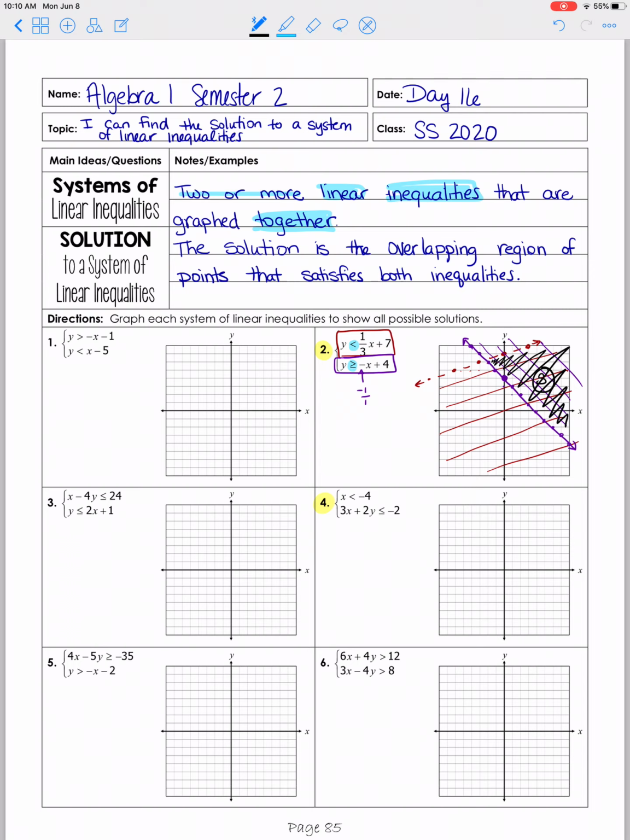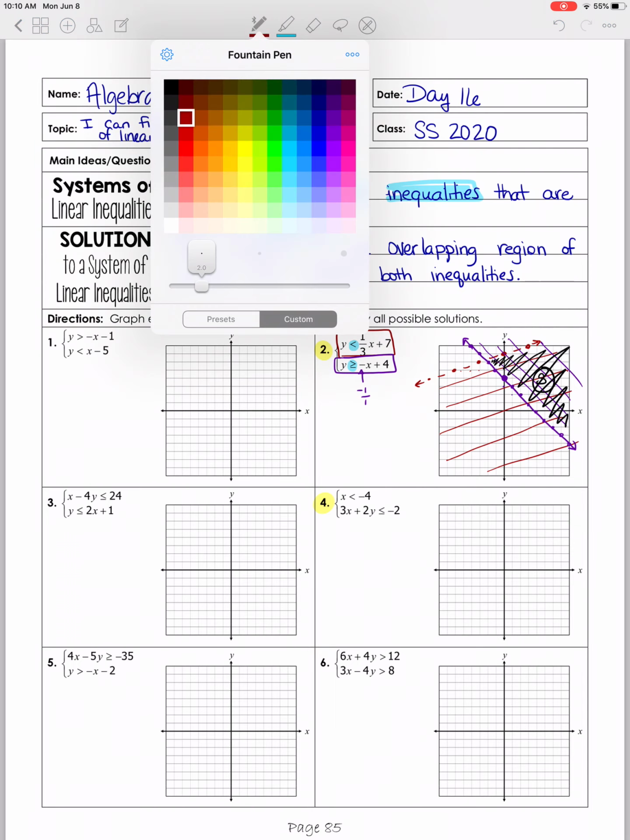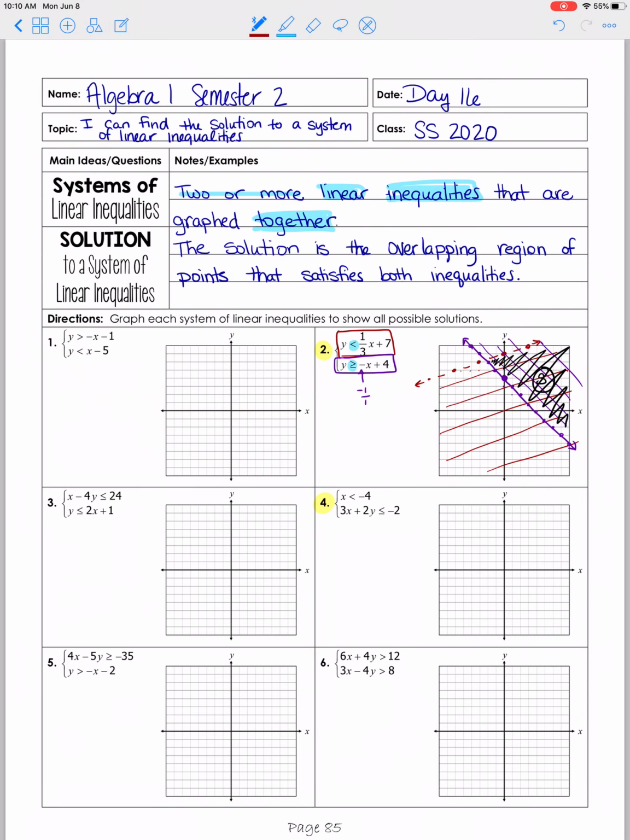All right, let's do one more example together, and then I will let you guys work on your independent practice. The first line we have, this one looks different. This is x is less than negative 4. Now, when you see that just like that, that means we're only working with the x-axis. So x is negative 4. If we go 1, 2, 3, 4 to the left, this is going to be that vertical line that goes through all the points where x is negative 4.